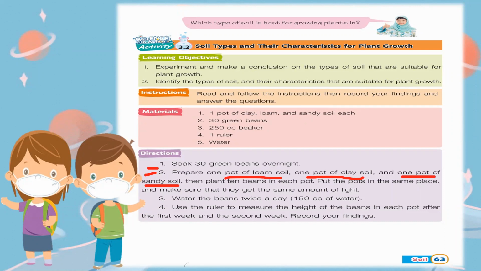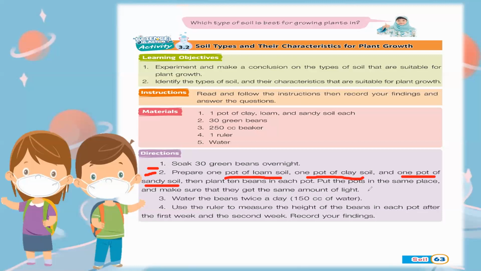Then plant 10 beans in each pot. Put the pots in the same place and make sure that they get the same amount of light. So in each pot of soil we are going to put 10 beans. We already have 30 green beans, and we already soaked them overnight. So we put 10 in each type of soil, and we put them in the light, but we have to make sure that all 3 pots get the same amount of light.